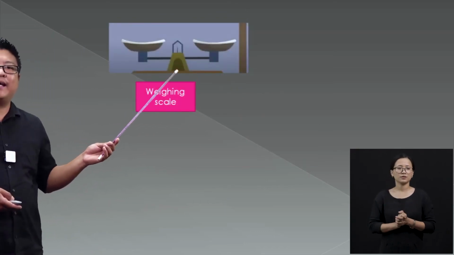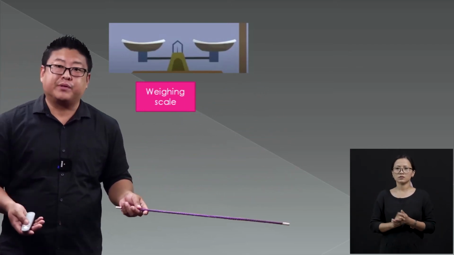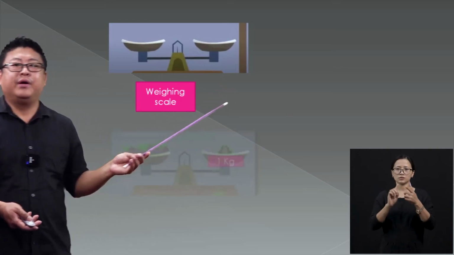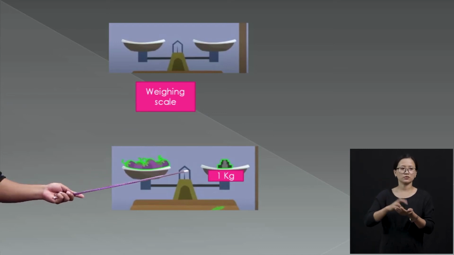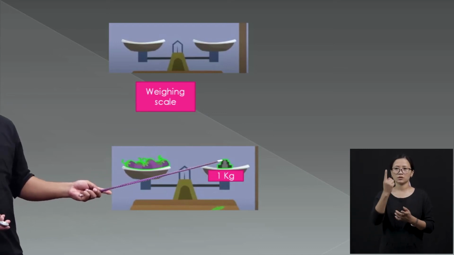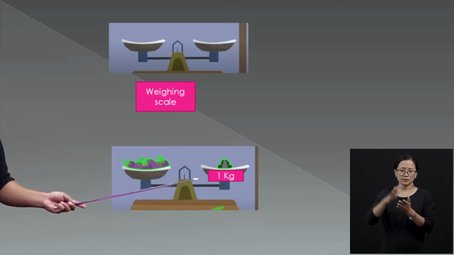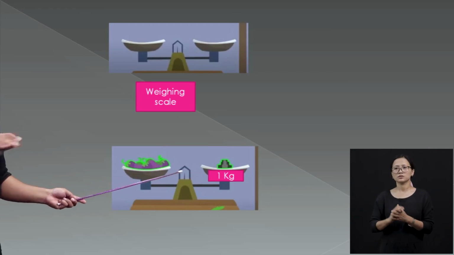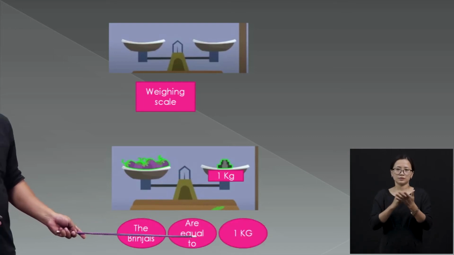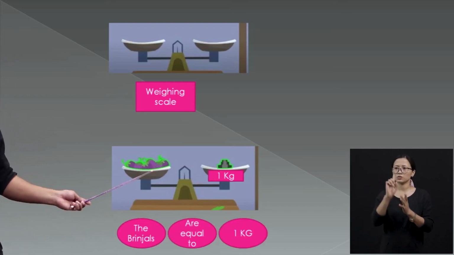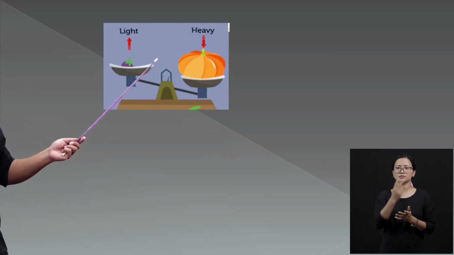So let's look at some examples here. We have a weighing scale. I'm sure you have all seen this in shops, especially vegetable shops, right? You see a weighing scale where you put weights and you put the vegetables that you want to buy. Now in this picture we can see that the weight is 1 kg and the brinjals are on the other side, and we can see that this scale is evenly balanced. They are balanced. So that means we can say that the brinjals are equal to 1 kg. All right, children?